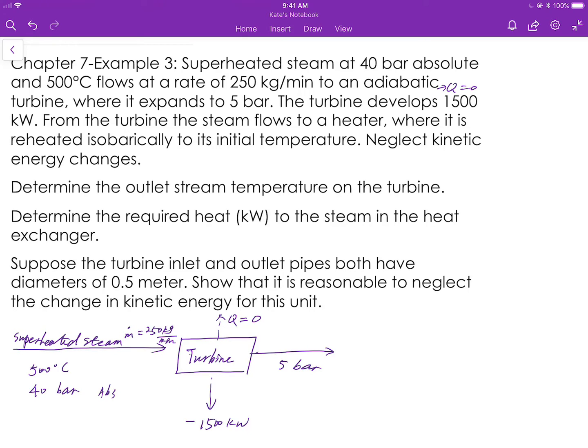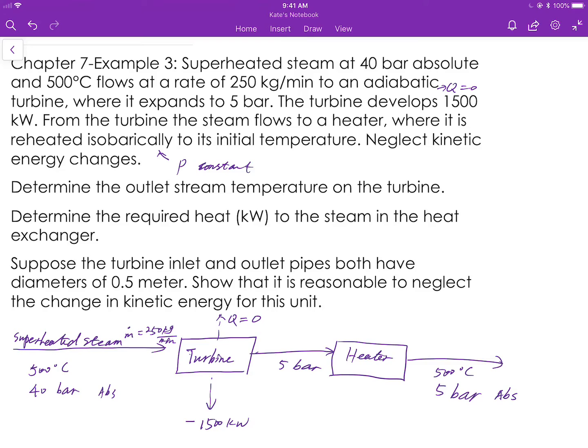And from the turbine, the flow goes into a heater. The heater reheats the steam isobarically. Isobaric means the same pressure, so the pressure is constant, and reheat to initial temperature. Initial temperature is 500 degrees Celsius, and the same pressure, that is 5 bar. Again, we can assume that this is absolute pressure based on the problem statement for the first one.